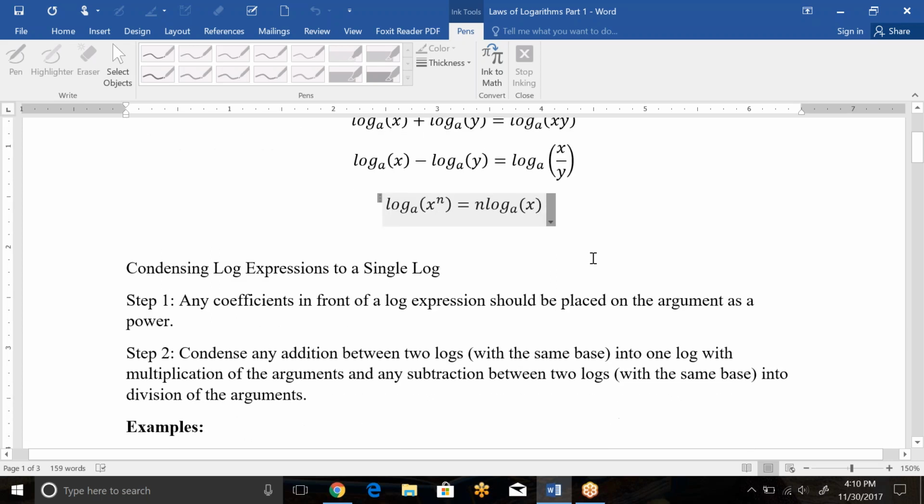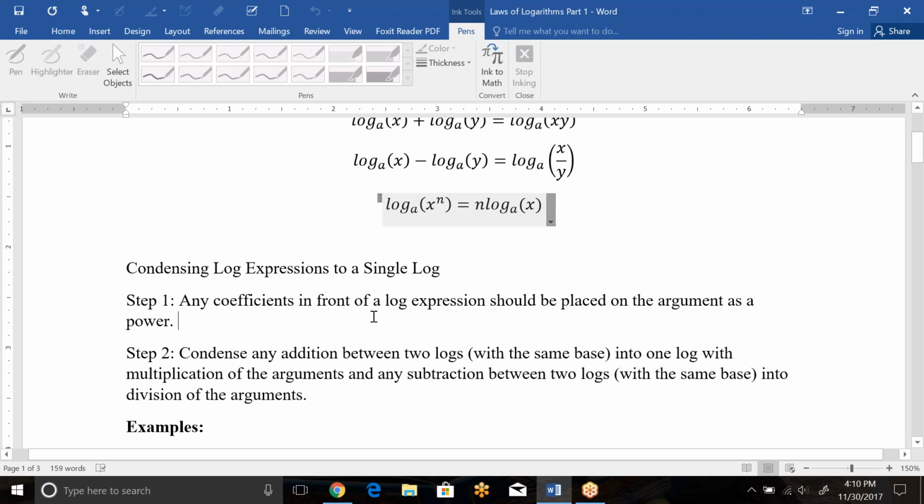So we're going to look at two different things. Today we're going to condense some logs into a single log, and then we're also going to expand a single log into a bunch of logs that have been added and subtracted together and have a singular argument inside. So that's going to be our goal.